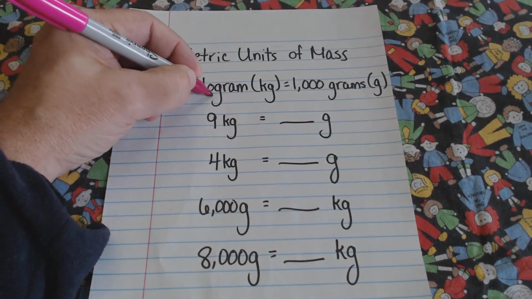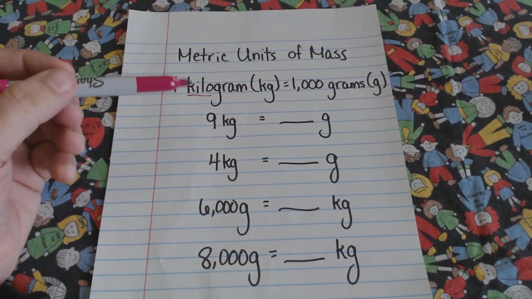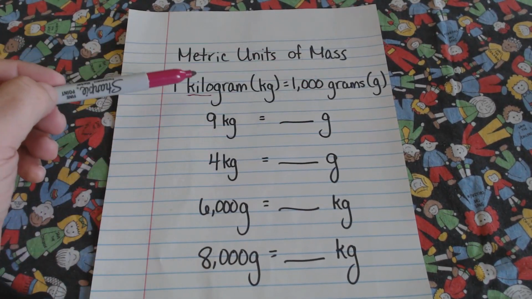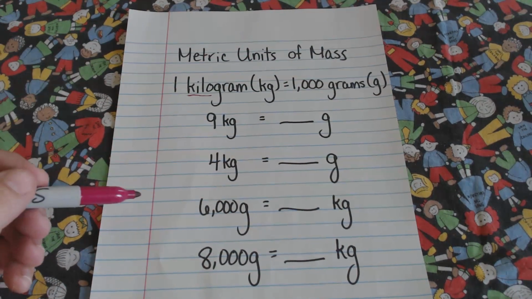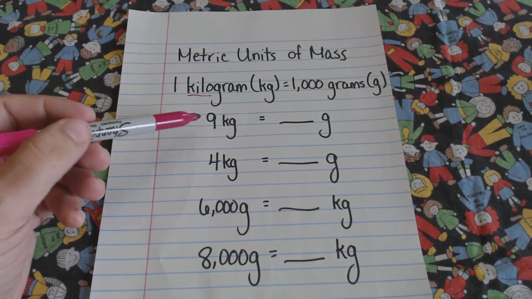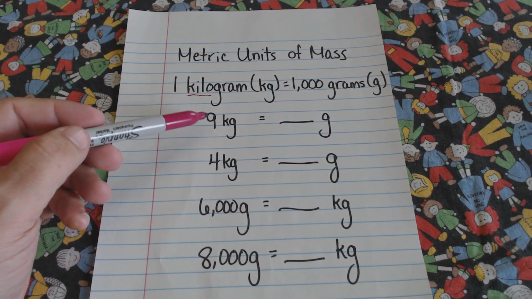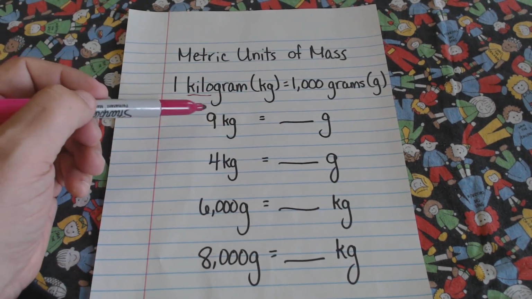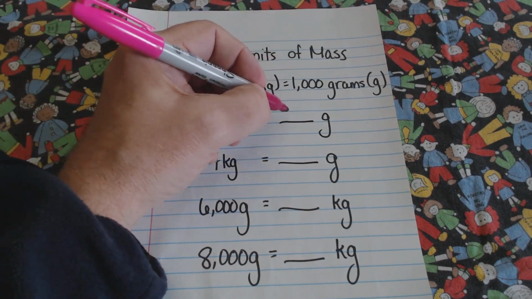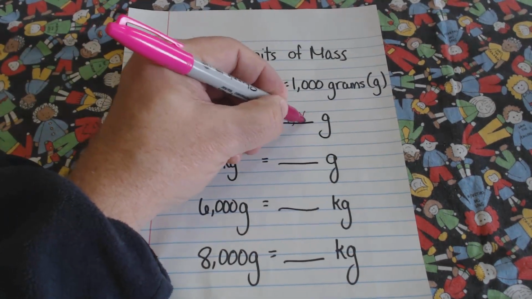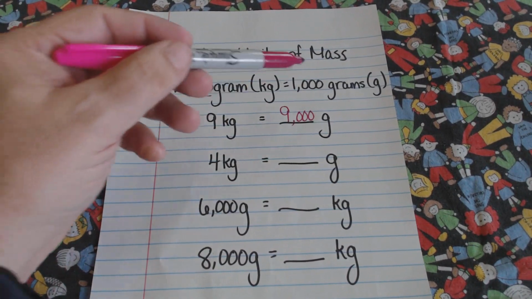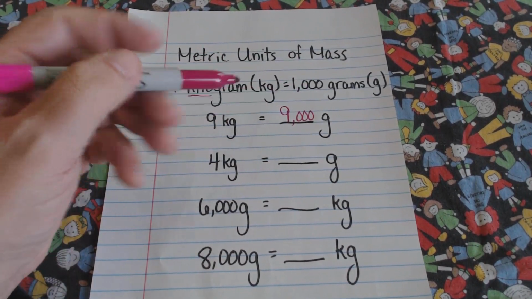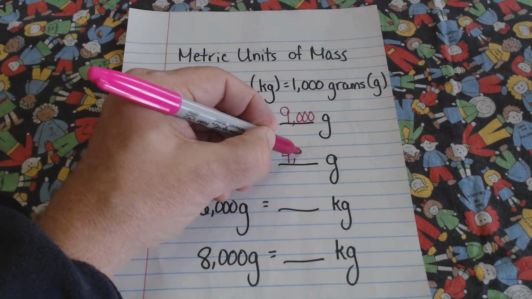Remember, the prefix kilo means 1,000, so there's 1,000 of these in one of those. So grams are smaller than kilograms. So if we had 9 kilograms, how many grams would that be? Well, it would be 9 times 1,000, or 9,000. If we had 4 kilograms, how many grams would that be? It'd be 4 times 1,000, or 4,000.